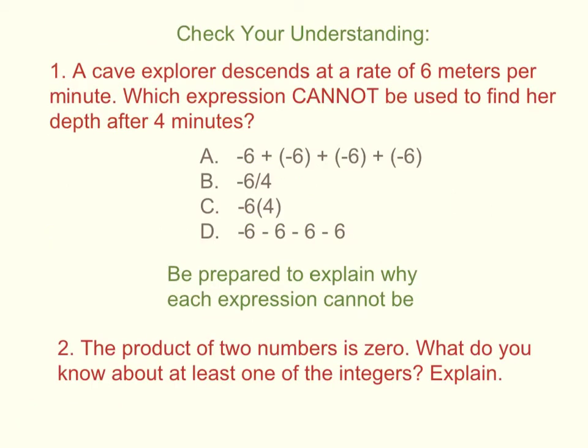The last thing I would like you to do for your notes is to answer the 2 questions below. A cave explorer descends at a rate of 6 meters per minute. Which expression cannot be used to find her depth after 4 minutes? And the product of 2 numbers is 0. What do you know about at least one of the integers? Explain. Please be prepared to come to class and discuss these questions.